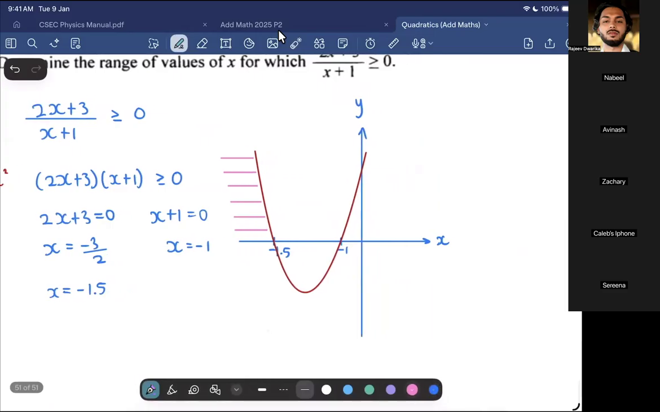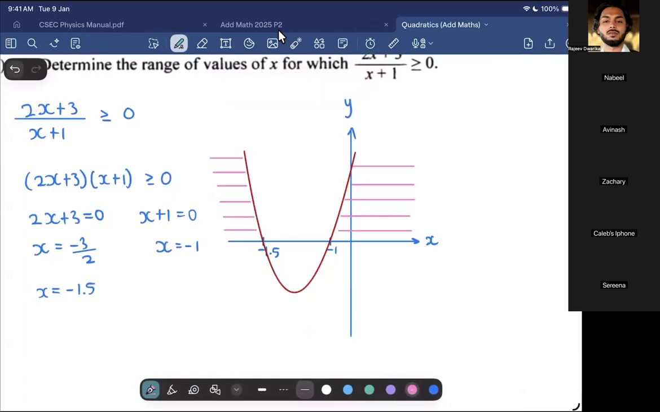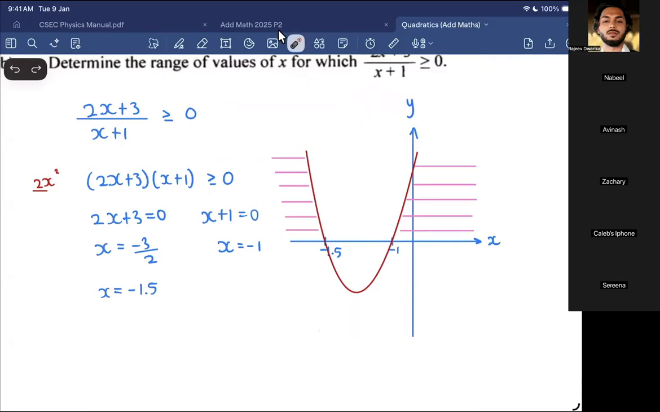We know that this side is correct as well. If I shade over here, I'm going to get more than minus 1. Right. But can I include minus 1 in my answer? Let's see if you remember. Could I include minus 1 in my solution? Look at the original thing, look at the denominator. What is in the denominator? x plus 1. If x plus 1 is in the denominator, what value of x would make the function undefined?